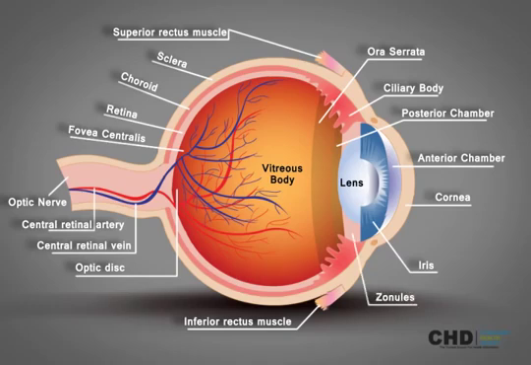The zonule of Zinn is split into 2 layers, a thin layer, which lines the hyaloid fossa, and a thicker layer, which is a collection of zonular fibers.